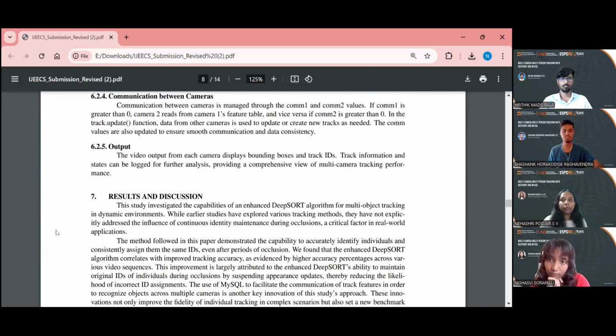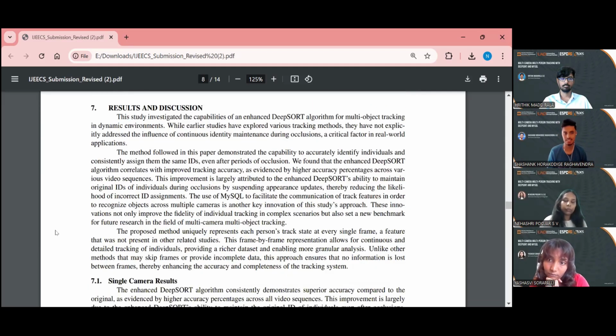In both these scenarios, the system outputs are quite similar, but in the multi-camera, you have the regions also defined using some colored lines. DeepSORT's reliability in handling occlusions and multiple feeds makes it an essential tool for us. Moving on, we have the results and discussion section.